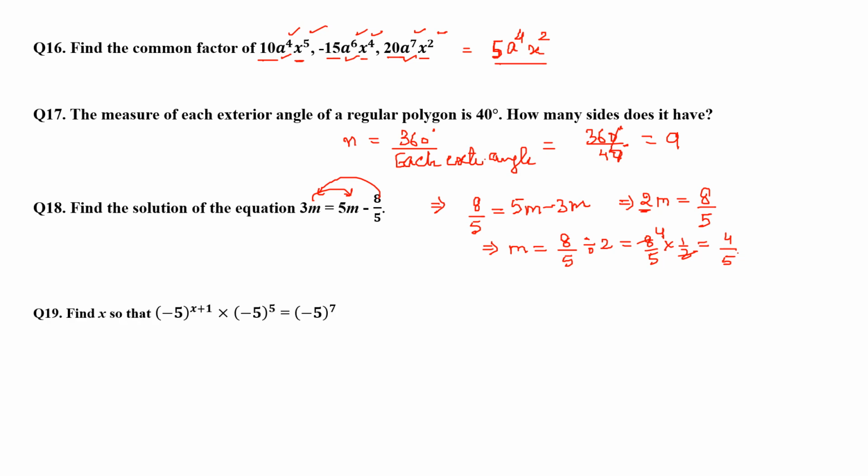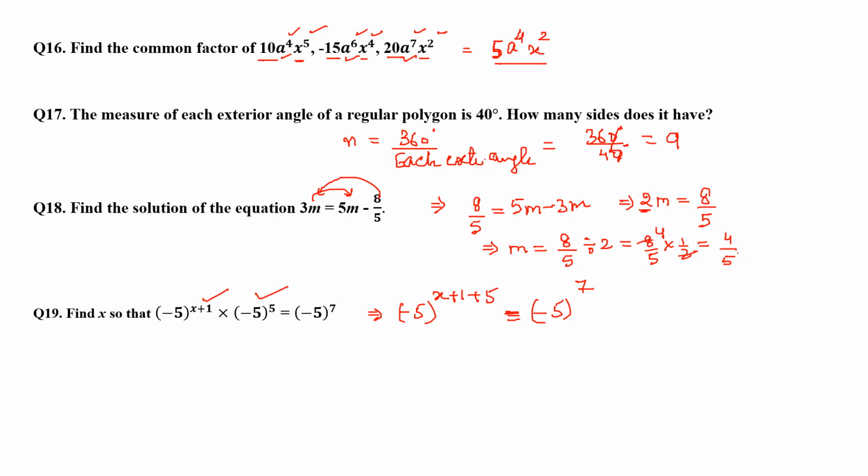Now question number 19. Find x so that minus 5 to the power x plus 1 into minus 5 to the power 5 equal to minus 5 to the power 7. Now this question is from the exponents chapter. So if you see the LHS, my base is same and it is multiplied. So I can use the product law which tells that if base is same and it is a multiplication, you can add the power. So from here I can write minus 5 whole to the power x plus 1 plus 5. I have added this and this, and that is equal to minus 5 to the power 7.